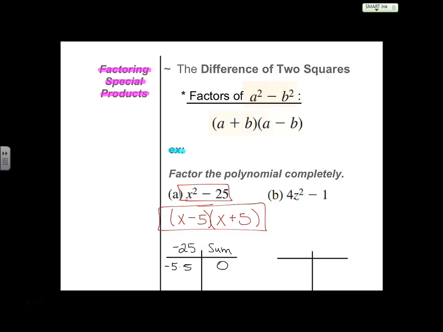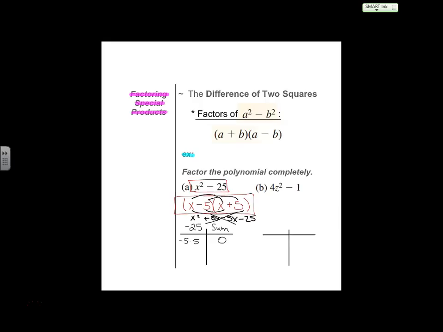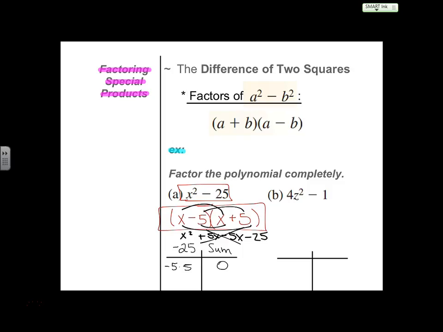Do you see how this fits? Who is being squared? X. Who is being squared? 5. Wait, does this really work? Question. If we were to FOIL, what would we get? X squared plus 5x minus 5x minus 25. We always get to cross out these middle terms whenever they are the same but the sign is different. So the answer is x.